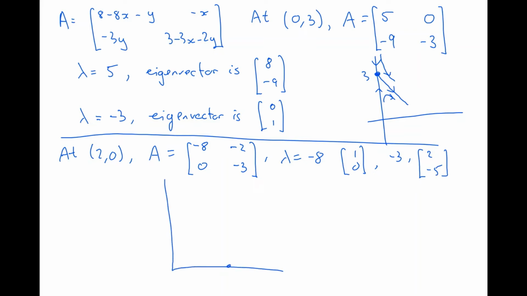So the phase portrait near 2, 0: here everything's going to be falling in. I already know I can fall in that way. The other direction is 2, negative 5. Everything will fall in like that.